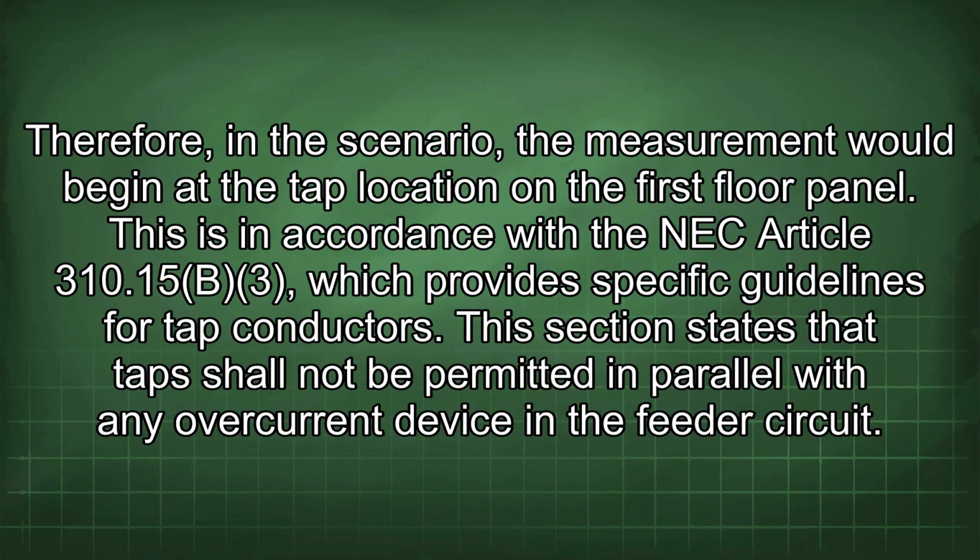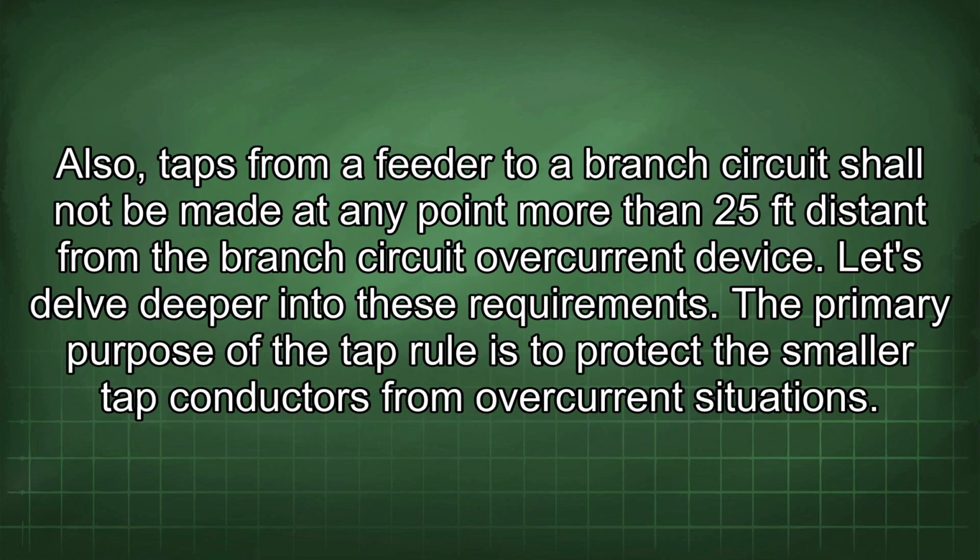This is in accordance with the NEC Article 310.15(B)(3), which provides specific guidelines for tap conductors. This section states that taps shall not be permitted in parallel with any overcurrent device in the feeder circuit. Also, taps from a feeder to a branch circuit shall not be made at any point more than 25 FT distant from the branch circuit overcurrent device. Let's delve deeper into these requirements.